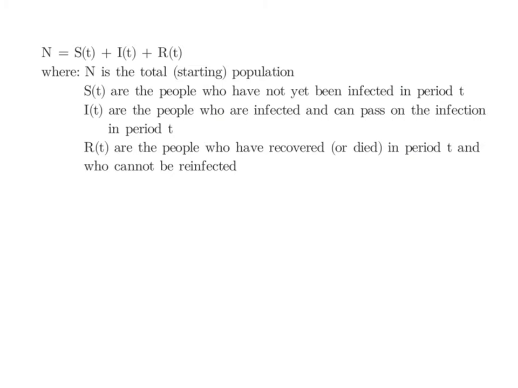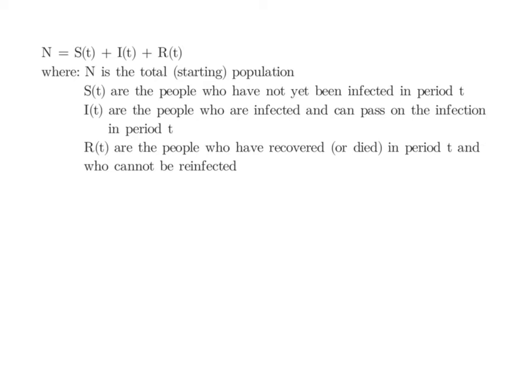Okay, let's think about this model. It's called SIR modelling because of the initials S for the people who are susceptible. That's going to be this S_t here, the people who have not yet been infected in period t but are susceptible to infection. I, because this I_t here is going to stand for the people who are infected in period t and can pass on that infection. And R stands for recovered here.